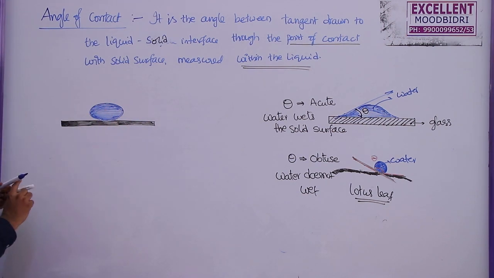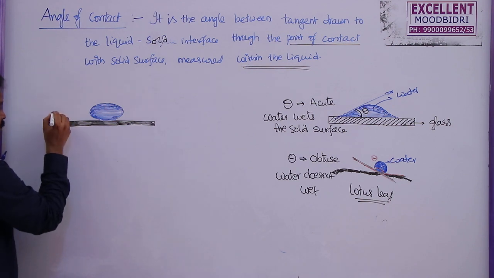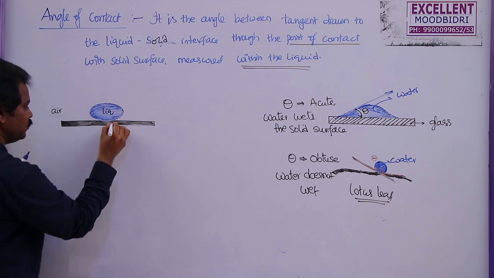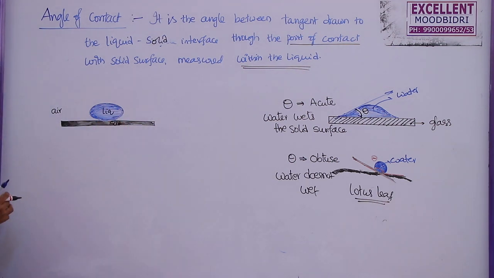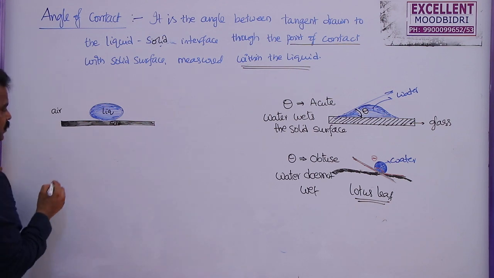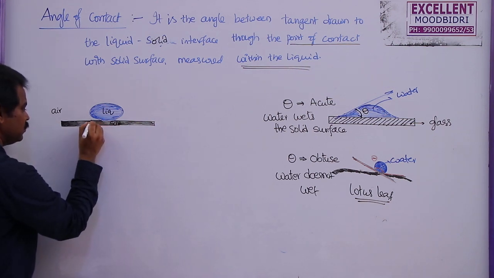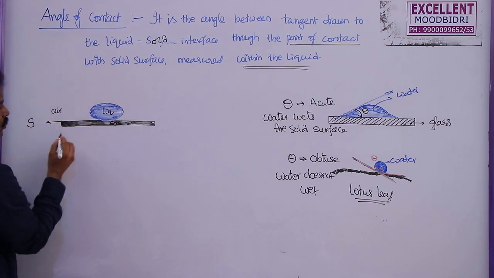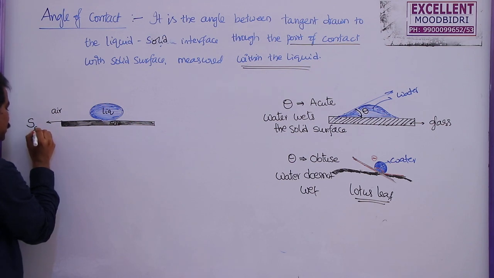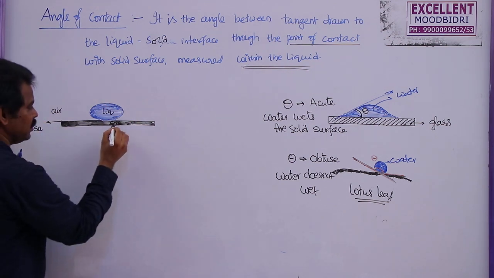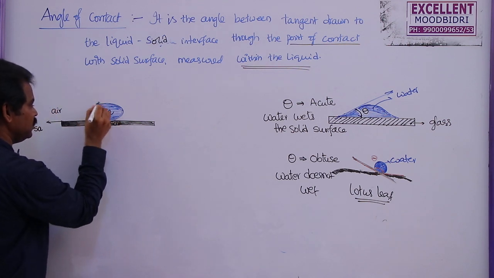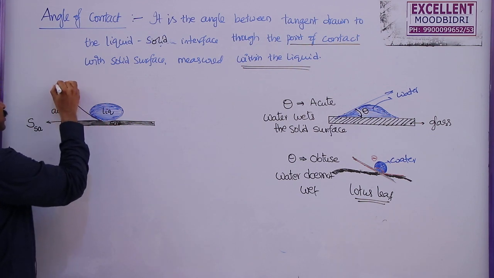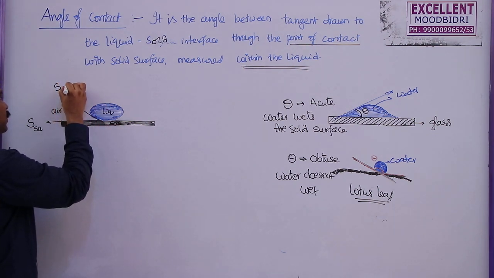In this case, if you take these two surfaces, this is air, this is liquid, and this one is solid. Here we have three different interfaces. The first one is this one. So this is the surface tension between solid and air. So I am writing SA. The second one is here, this is liquid and this is air. Liquid and air. So this is the surface tension between liquid and air.